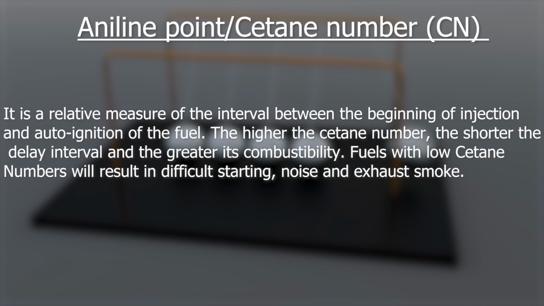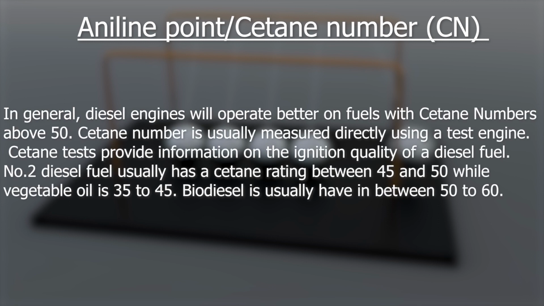It is a relative measure of the interval between the beginning of injection and auto ignition of the fuel. The higher the cetane number, the shorter the delay interval and the greater its combustibility. Fuels with low cetane numbers will result in difficult starting, noise and exhaust smoke. In general, a diesel engine will operate better on fuels with cetane number above 50. Cetane number is usually measured directly using a test engine. The cetane test provides information on the ignition quality of a diesel. Diesel fuel usually has a cetane range between 45 and 50, while vegetable oil is 35 to 45. Biodiesel usually has between 50 and 60.